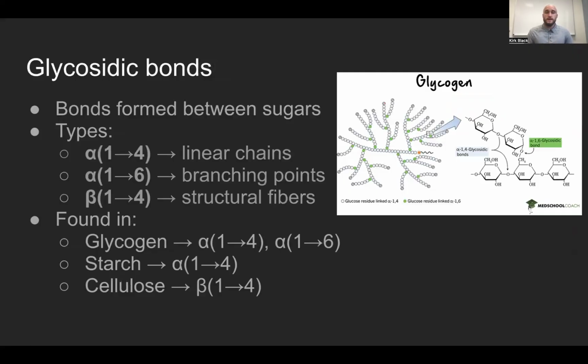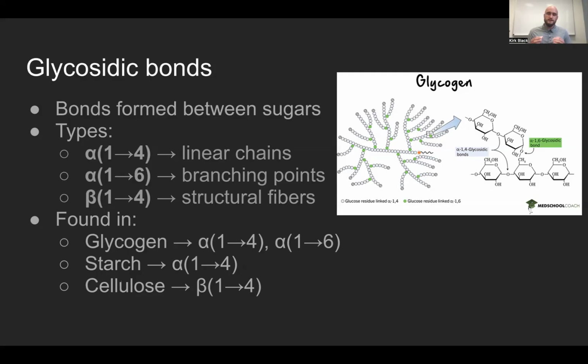So monosaccharides are formed together based on glycosidic bonds. And you might not believe me when I tell you this, but glycosidic bonds and different types of glycosidic bonds immensely change the structure and the function of a molecule. I'll give you guys an example. Alpha 1,4 linear chains. These are the straight chains that you see. This is the cellulose, the starch that you see.